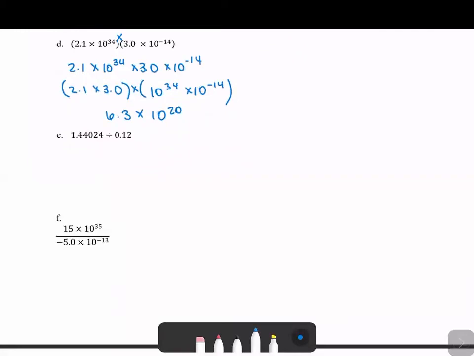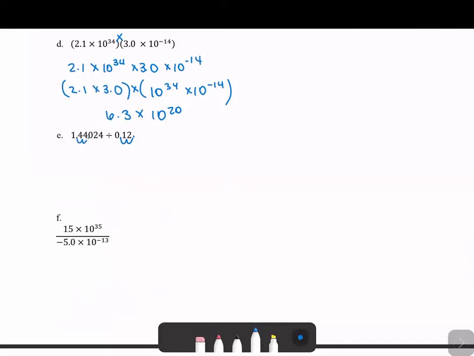Okay, so next is this division problem. So 1.44024 divided by 0.12. So remember, whenever we divide with decimals, we don't want to do that. So we just divide using whole numbers. So we change the number that we're dividing by, and we make it a whole number. So to do that, we move the decimal place by 2. To do it over here, we move the decimal place by 2.